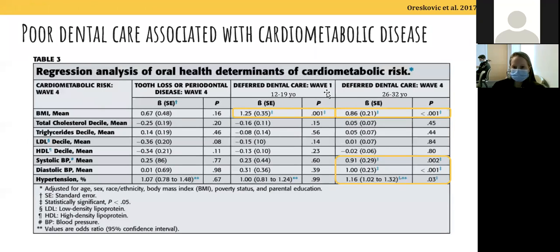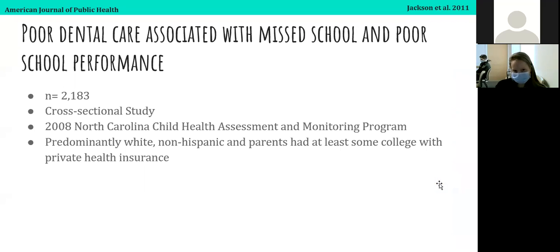What they found is that if kids deferred dental care in their teenage years, when they were adults, they were more likely to have an elevated BMI, and they were more likely to have an elevated blood pressure and more likely to be diagnosed with hypertension. Now, I will point out that this is all association, not causation, but the underlying theory might be that if a child had poor dental care, then they might have poor diets, which lead to these increased cardiometabolic risk factors.